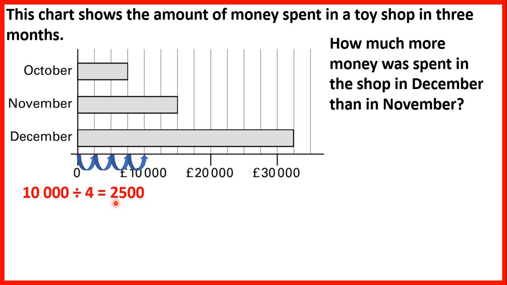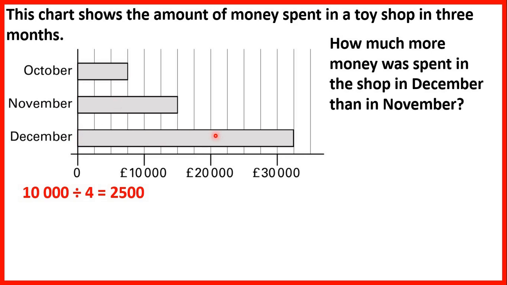4, we get 2,500. You're probably spotting the pattern that 100 divided by 4 is 25, 1,000 divided by 4 is 250, so 10,000 divided by 4 is 2,500. So we need to work out how much was spent in December and November.